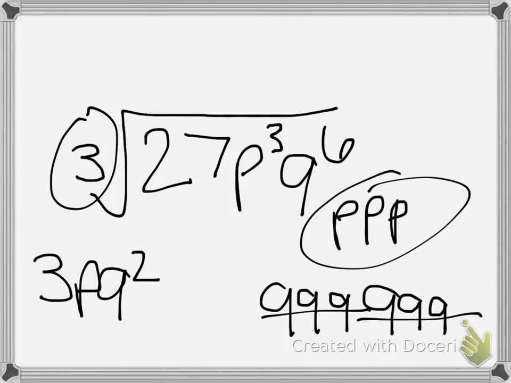When you have the equation 3 to the square root of 27p cubed, 9 to the 6th power, you get 3p cubed squared. P is what you would divide by, and 3.